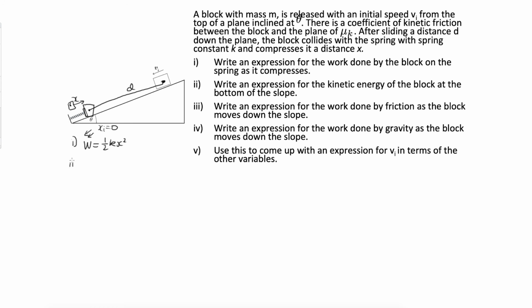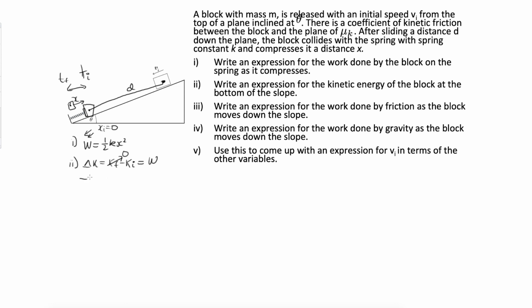Now in part 2, it asks us to write an expression for the kinetic energy of the block at the bottom of the slope. So what we'll consider is the time between these two. This is the initial time and this is the final time for this question. So we can say that the change in kinetic energy is equal to the final kinetic energy minus the initial kinetic energy. Now, once the spring is fully compressed, the block is at rest, so it has no final kinetic energy. So this is 0, and this is equal to the work done on the block over this time.